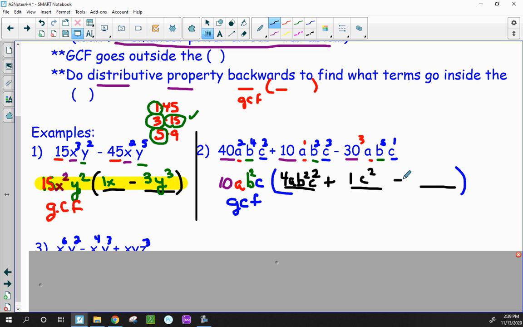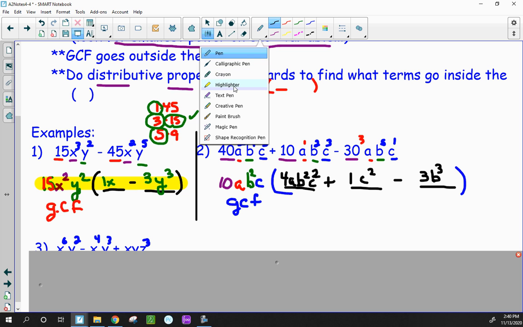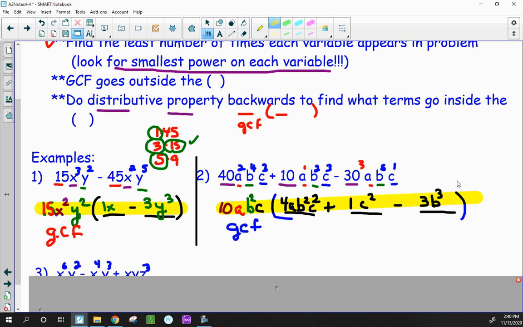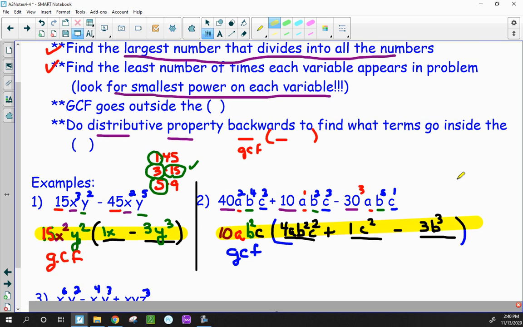Last term, 10 times something is negative 30. That would be negative 3. A times something is a. I have what I need. I do not need another. B to the second, I need b to the fifth though, so I need 3 more. I've got c here and I need a c, so I don't need another. And so that should be the final factorization. That would be your answer to that problem. Again, this is called the GCF method.